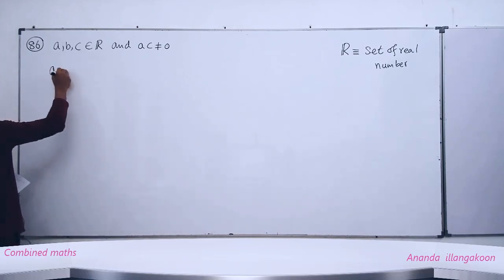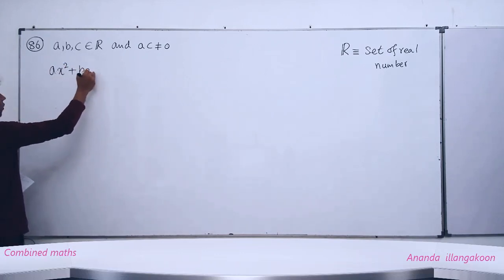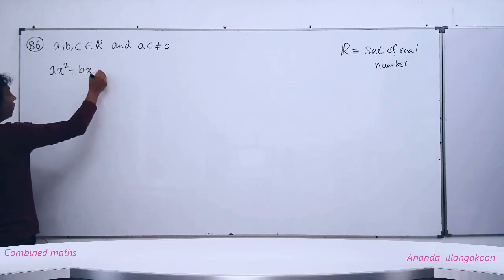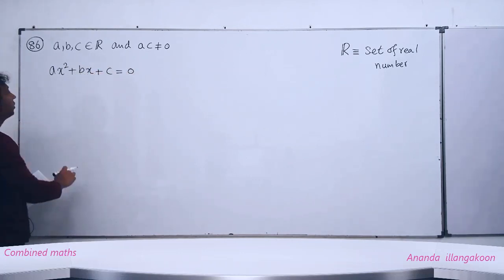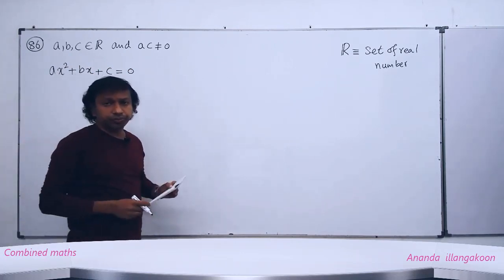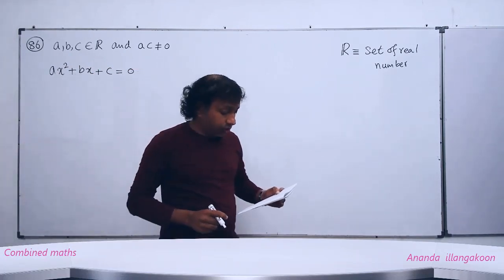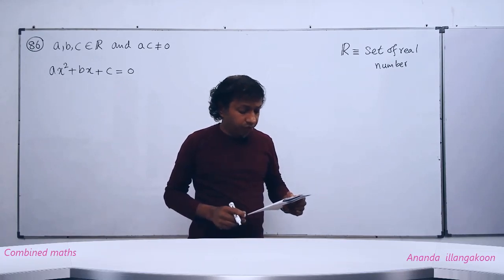Show that 0 is not a root. Show that 0 is not a root of the equation ax squared plus bx plus c equals 0. Okay, show that 0 is not a root of this equation.